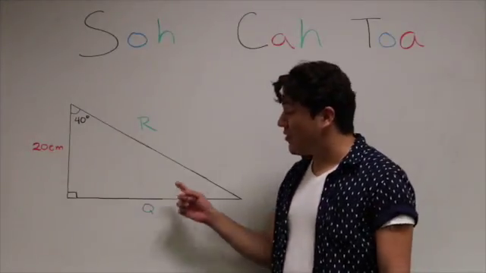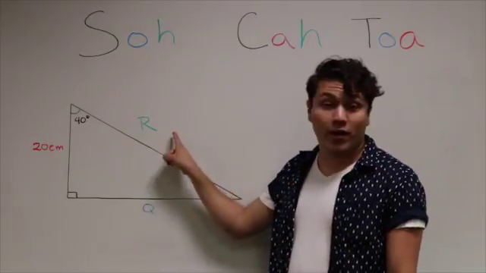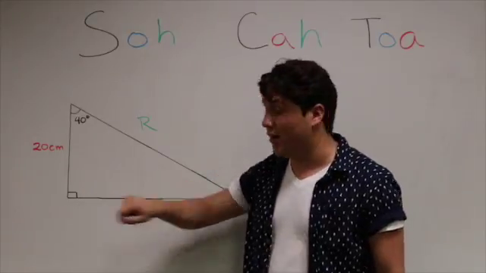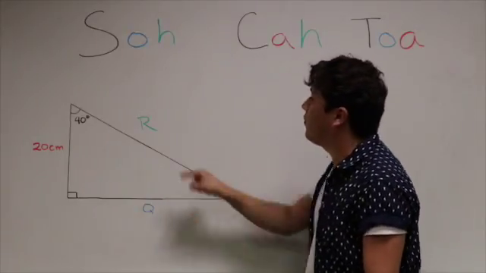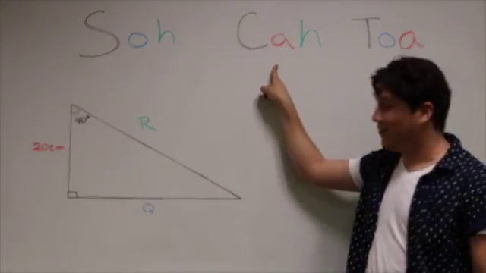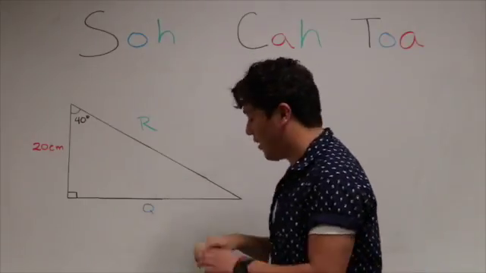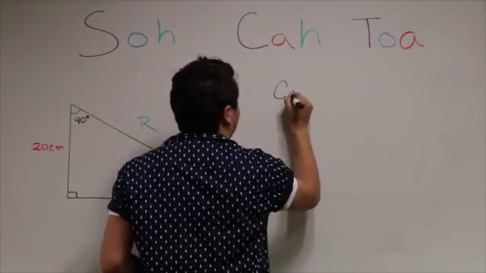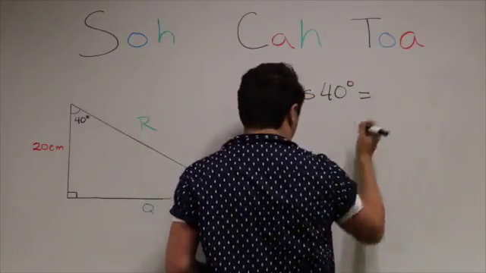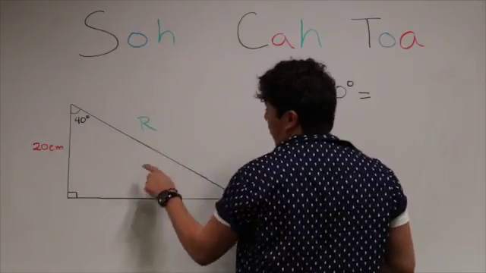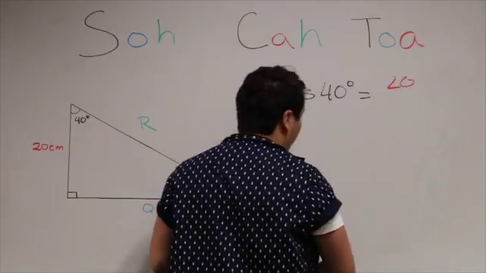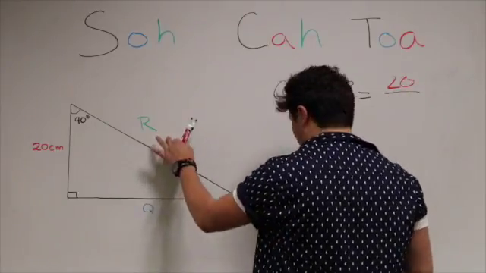Alright, now let's look at the same problem, but what would happen if we're trying to look for R? Well, we know that R is our hypotenuse because it's opposite to the 90-degree angle. Well, we're not going to use sine, are we? No. Are we going to use cosine? Yeah, that's correct. Alright, so let's look at that. Cosine of 40 degrees is 20 over R.